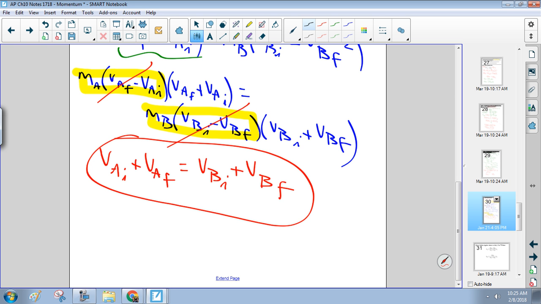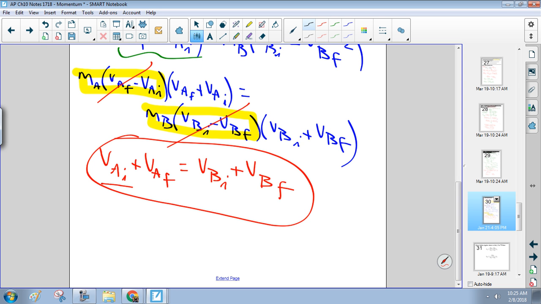All right? So what I remember last year was I had a lot of students that anytime I gave them an elastic problem, they would go, oh, well, that means momentum is conserved and energy is conserved. And they'd get these two huge equations, one for momentum and one for energy. But what I'm saying is you don't have to do that. That giant energy equation gets replaced by this.